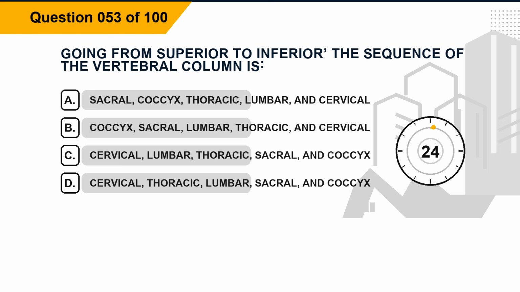Question 53. Going from superior to inferior, the sequence of the vertebral column is: Option A, sacral, coccyx, thoracic, lumbar, and cervical. Option B, coccyx, sacral, lumbar, thoracic, and cervical. Option C, cervical, lumbar, thoracic, sacral, and coccyx. Option D, cervical, thoracic, lumbar, sacral, and coccyx.